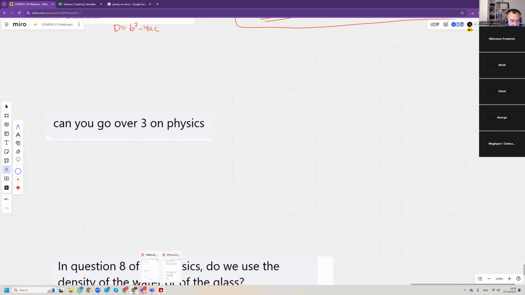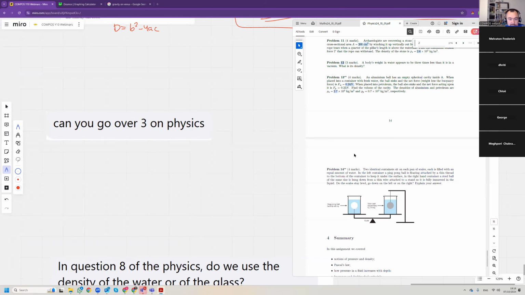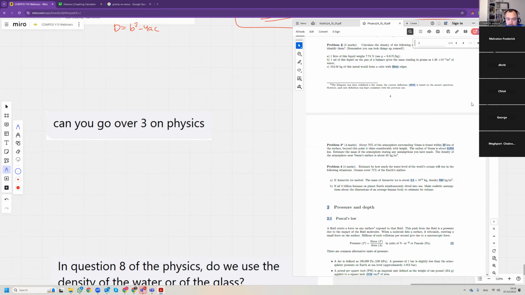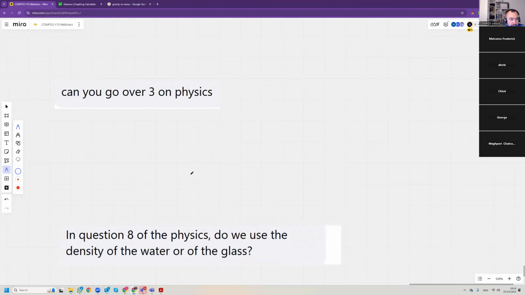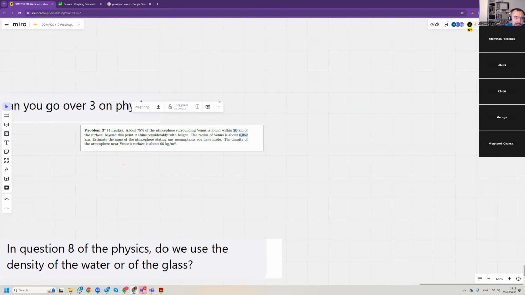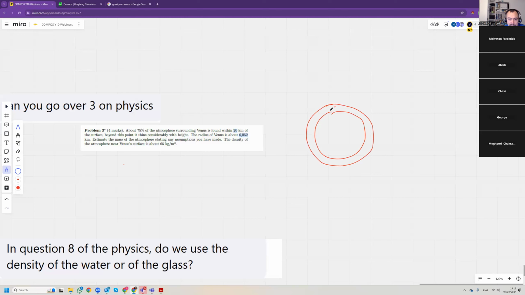Can you go over 3 on physics? Well, we've been over this. So you just need to find the volume of the atmosphere. So you can assume that this is the planet, this is the atmosphere. You can use the volume of the sphere if you wish. There's another way of doing it.